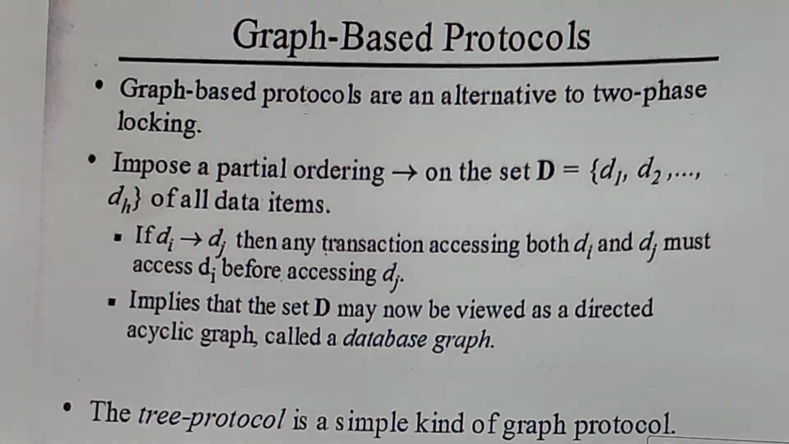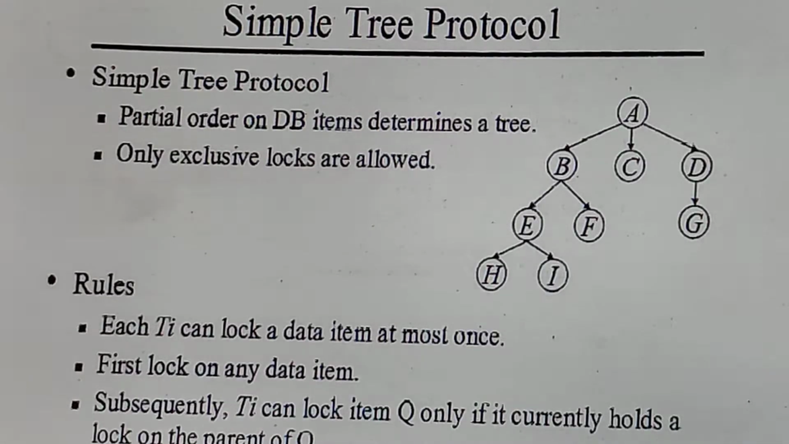What it means is that the set of data items can be viewed in the form of a directed acyclic graph, that is also known as the database graph. So we have a very simple kind of graph protocol, that is the tree protocol. How it looks like, I'll show you the diagram. See this simple tree protocol. It is a kind of graph based protocol only. This is how the tree looks like.